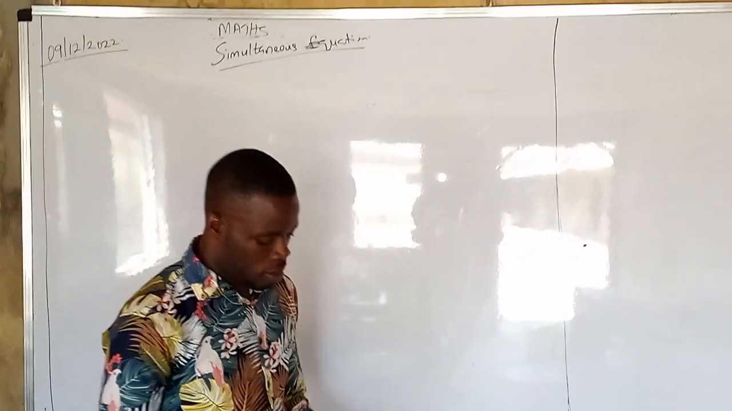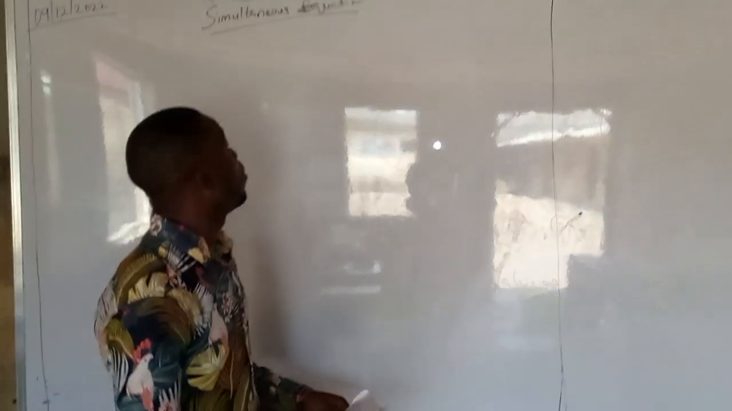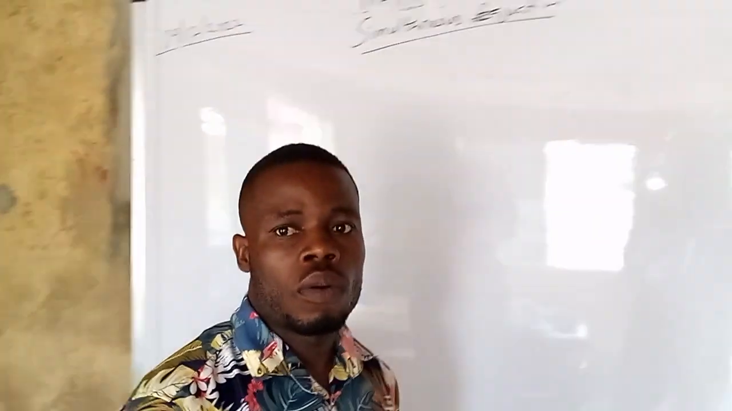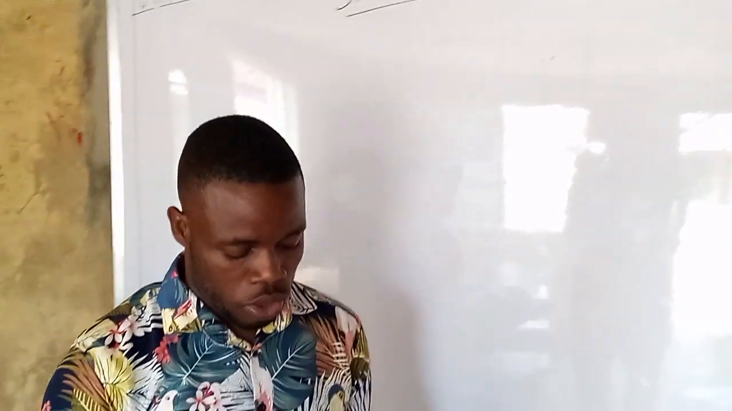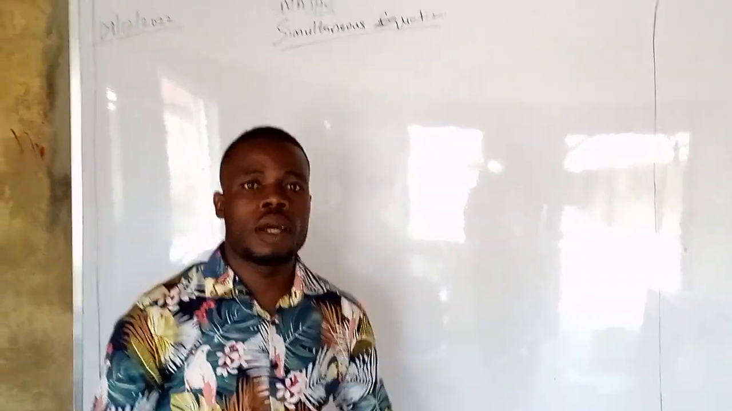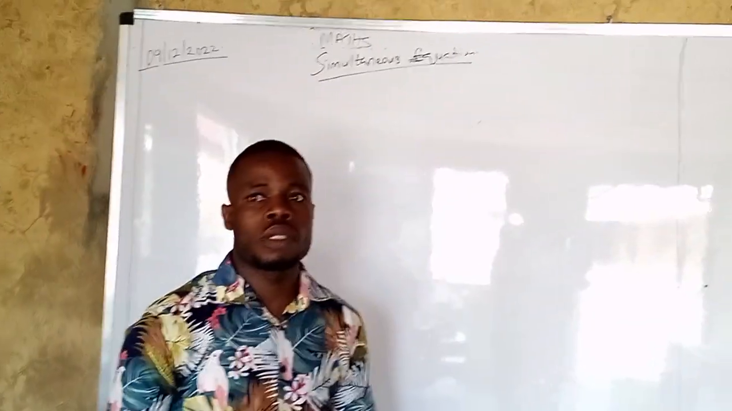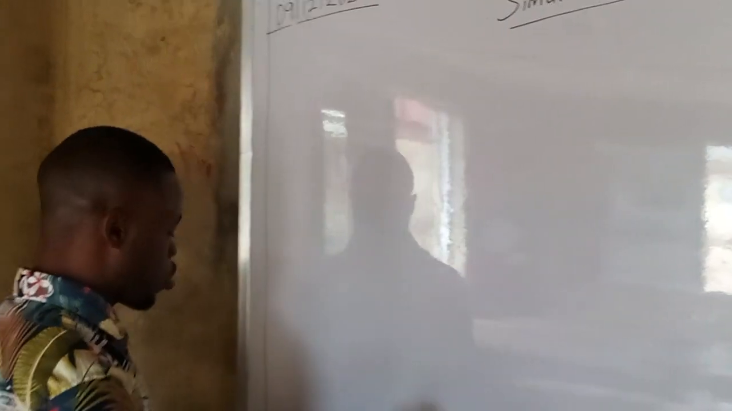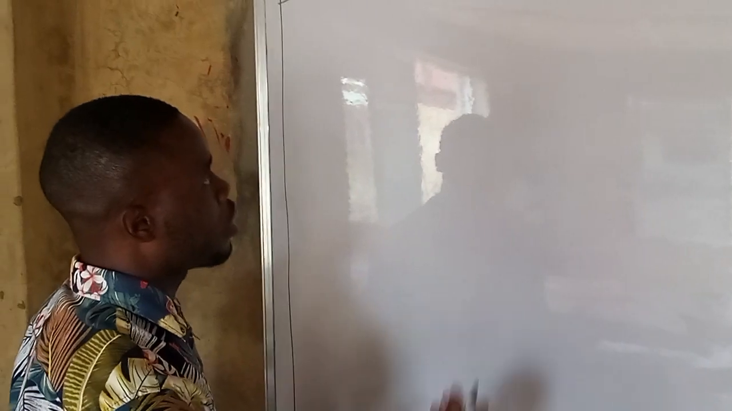Today we'll be looking at the topic simultaneous equation. What is simultaneous equation? Simultaneous equations are equations that have two variables. They share two different variables. That is simultaneous equation. So first let's look at types of simultaneous equation.